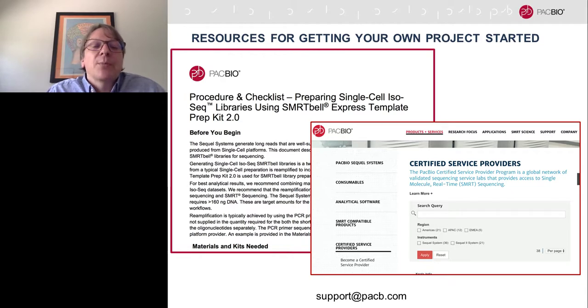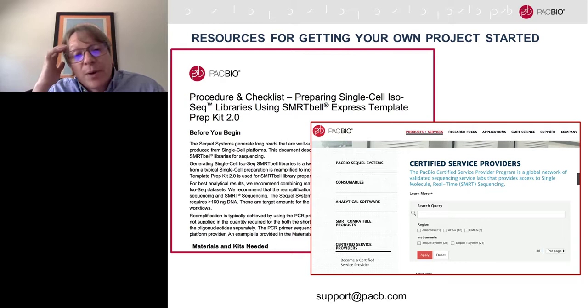So I just wanted to put up a couple resources that you can go to the PacBio website and get started with your project. We've created a single cell Iso-Seq library guidelines, and this goes into our normal template prep kit. At PacBio we're pretty agnostic to which platform makes the single cell cDNA, and we just want you to get the best data you can. So we say, take that cDNA and go into our library prep. And so there's information on our website for how to do this.